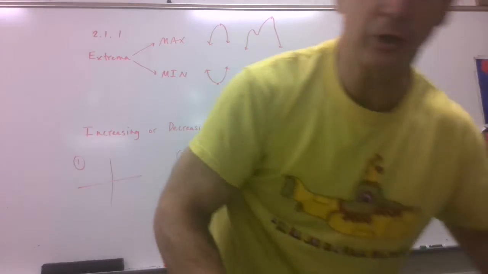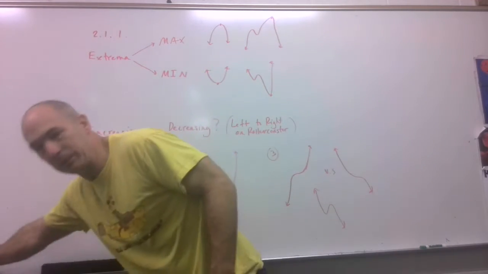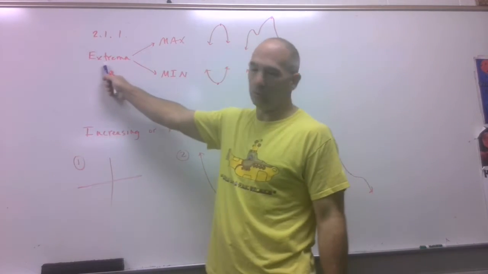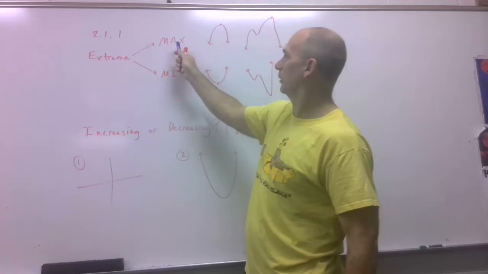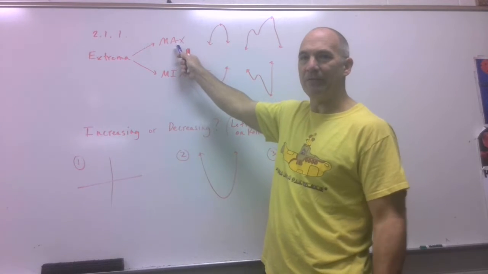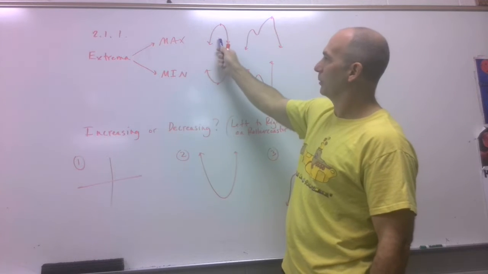All right, we're starting Unit 2. Unit 2 starts out relatively easy, in my humble opinion. It starts out with a fancy word called extrema. Extrema is just another word for: does this equation or function or graph have a maximum value or minimum value? And it starts out pretty simple.